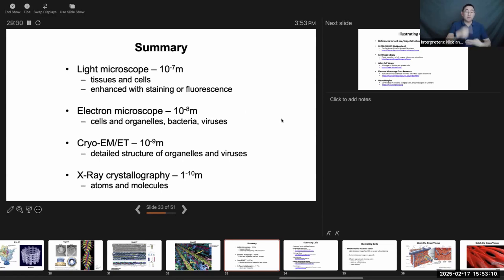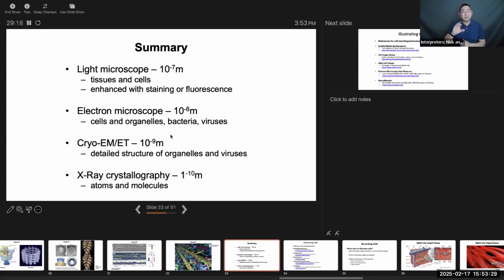The electron microscope extends our ability to see things down another order of magnitude, about 10 times smaller, so that we can now see cells very clearly. We can even see individual organelles. You can see bacteria and viruses.